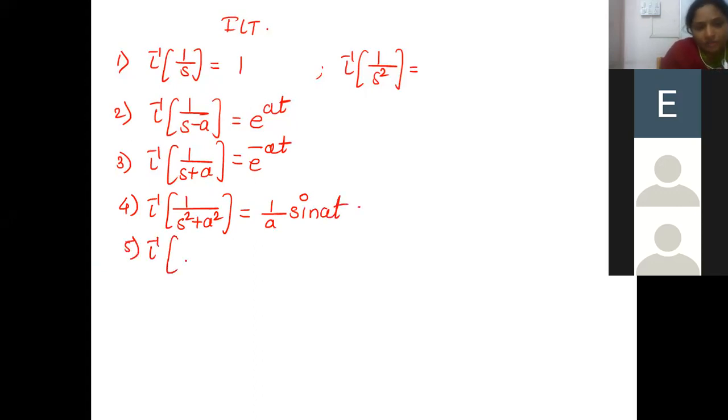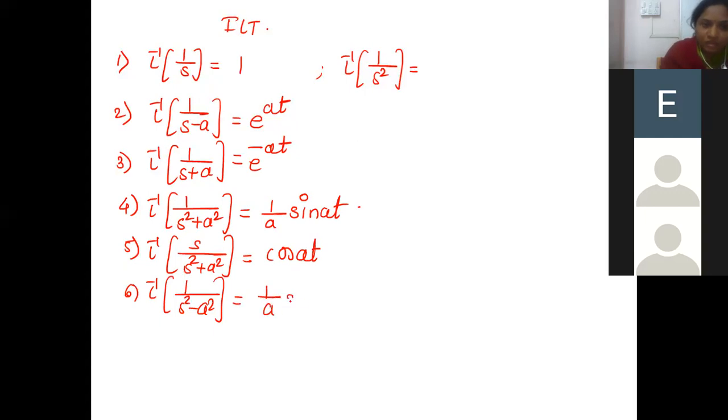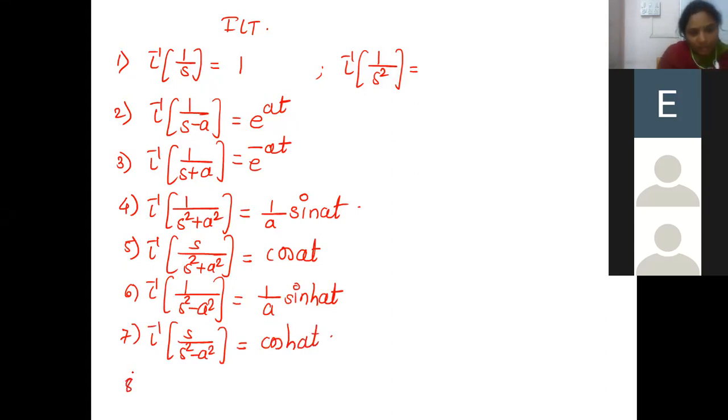Next, Laplace inverse of s upon s square plus a square. What is that? Cos at. Very good. Next is Laplace inverse of 1 upon s square minus a square, which is 1 upon a sin hyperbolic at. Very good. Next is Laplace inverse of s upon s square minus a square, which is cos hyperbolic at. And last, Laplace inverse of 1 upon s raised to n.